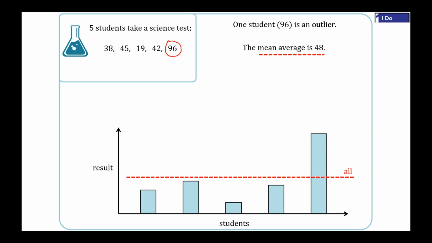And only one student got above 90. One student got above 48%. They got 96%. They're just dragging up the class average.